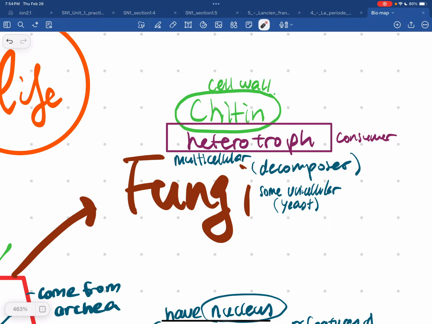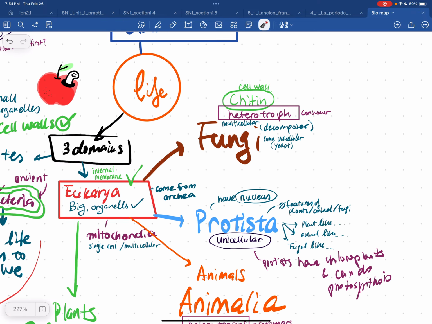Yeah, so unicellular means that they're a single cell and can live, and multicellular means they are composed of many cells and it's one organism. Yeah. Have chitin in their cell wall. Decomposers.